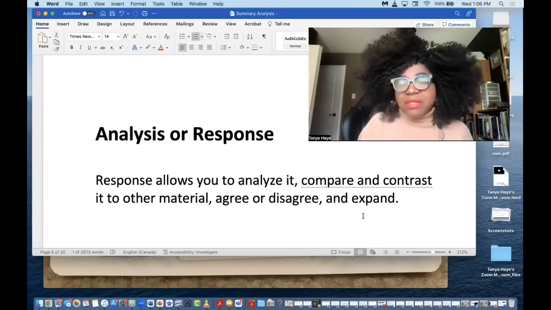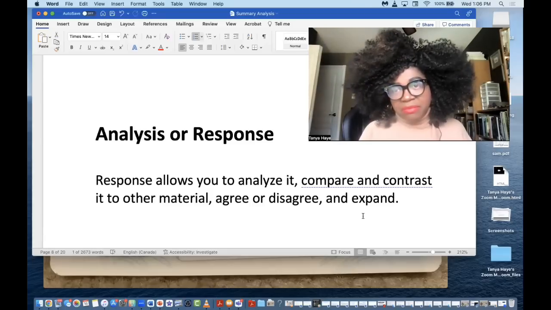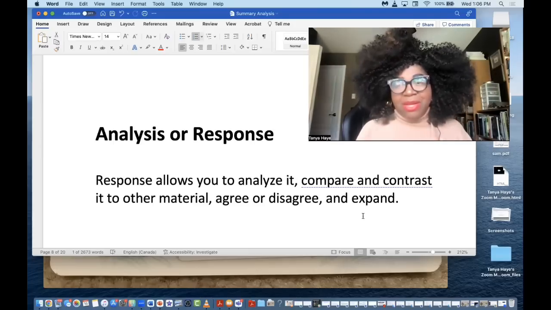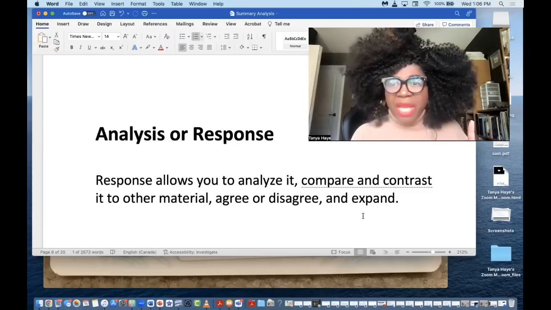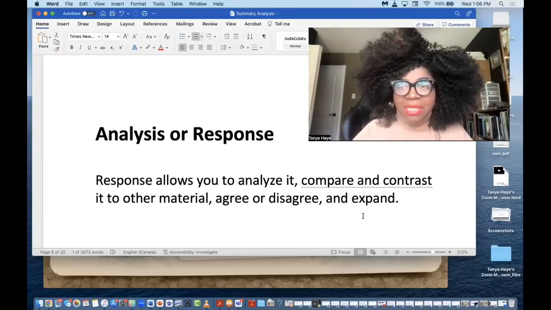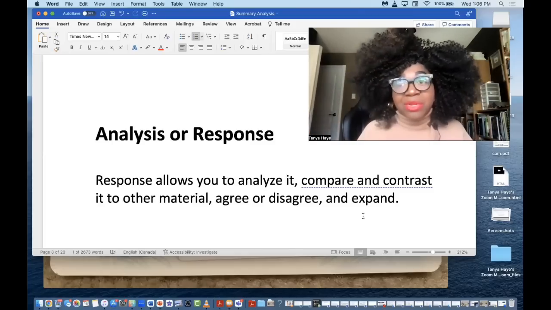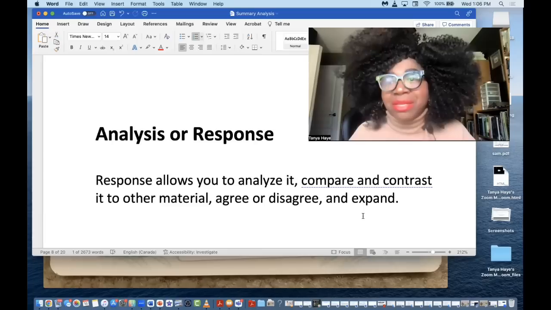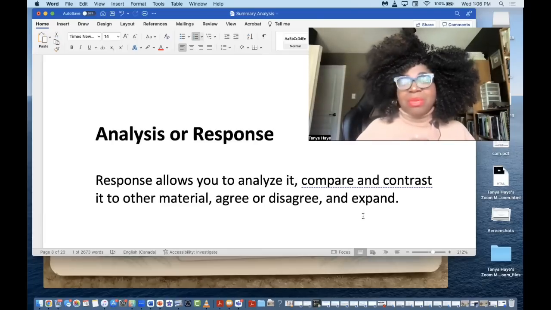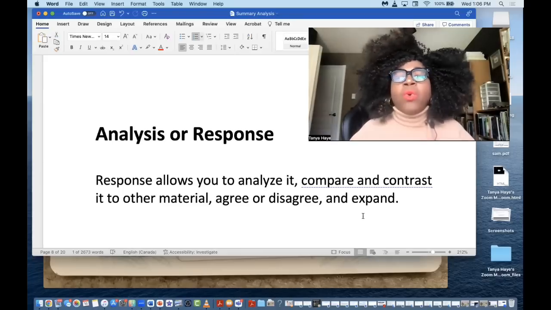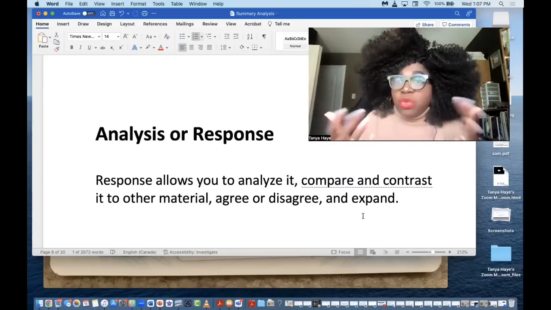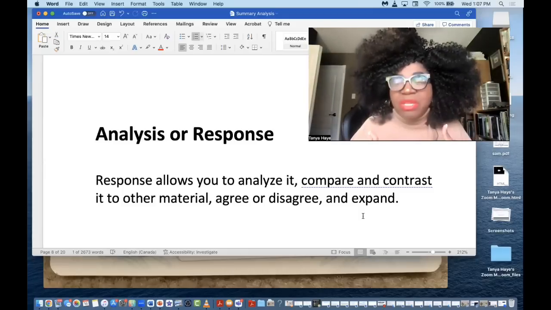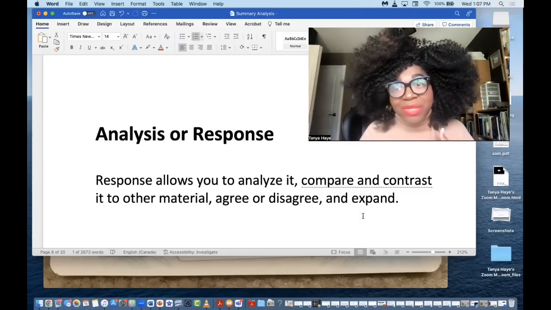Now the next part is the analysis section. And this is where you're going to be analyzing what you did. Now, unlike the summary, where you were just telling the main ideas and you weren't including outside sources, for the analysis or the response section, you must have outside sources, because this is not a discussion of only what you think. Yes, you will tell your response, but everything you say must be supported by outside sources.